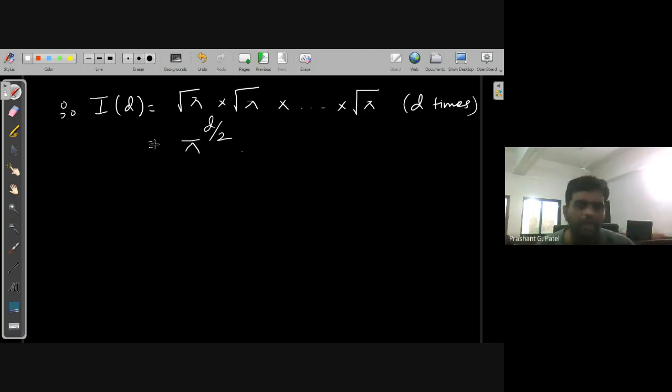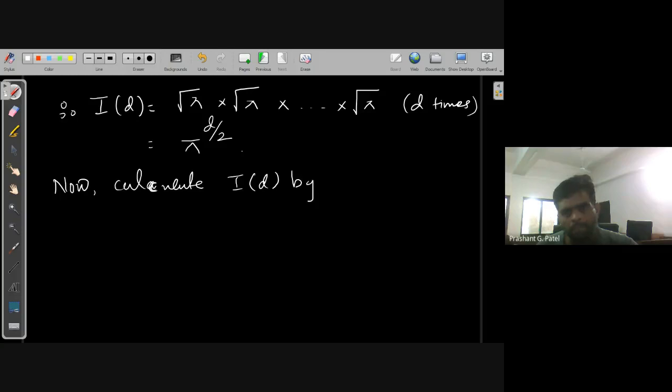Okay, next we need to calculate I d by interchanging this into polar coordinates. Now we need to do this in polar coordinates. Now what we'll do is calculate I d by converting to polar coordinates.